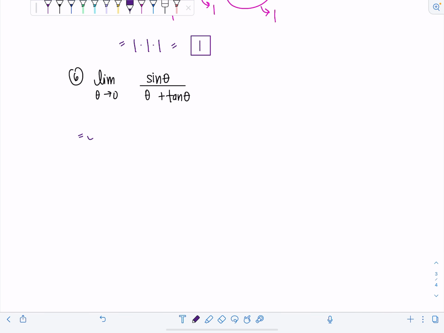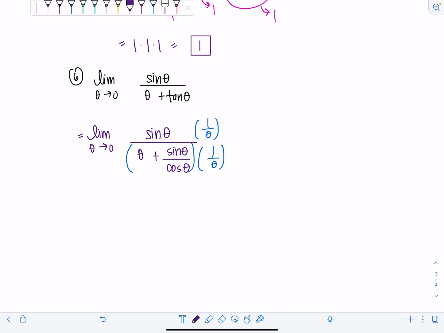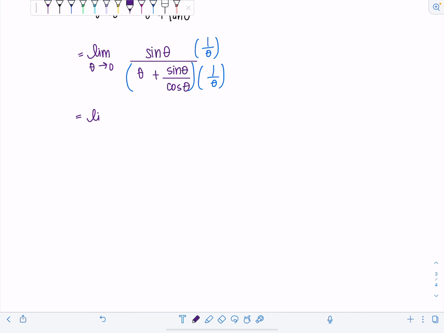But I'm going to write this now as the limit as theta approaches 0 of sine theta over theta plus sine theta over cosine theta. Okay, now maybe you would think, let me clear out the fractions by multiplying by cosine theta, but that's just going to make things messier. What I'm going to do is divide everything by theta. So I'm going to multiply the numerator and denominator by 1 over theta so that I can use my limit formula. So watch this. So now I have the limit as theta approaches 0.